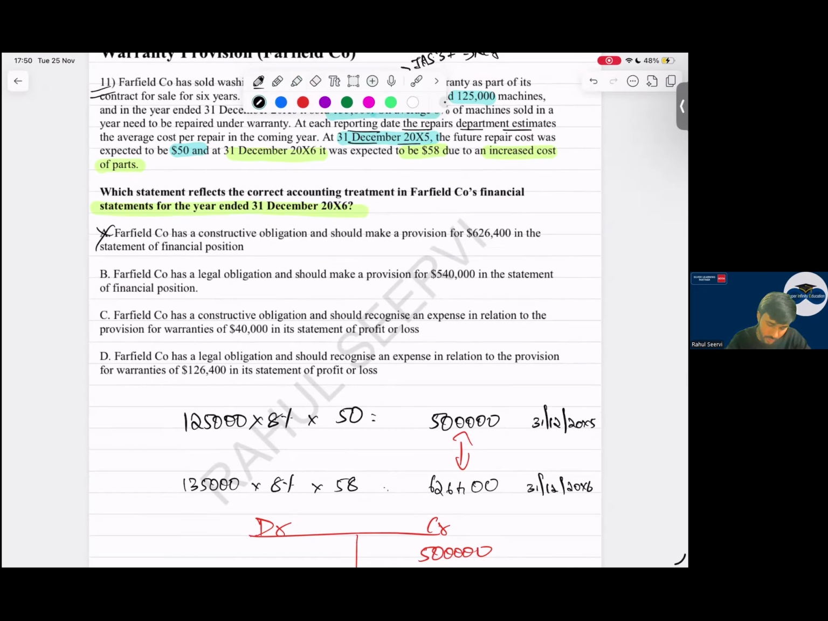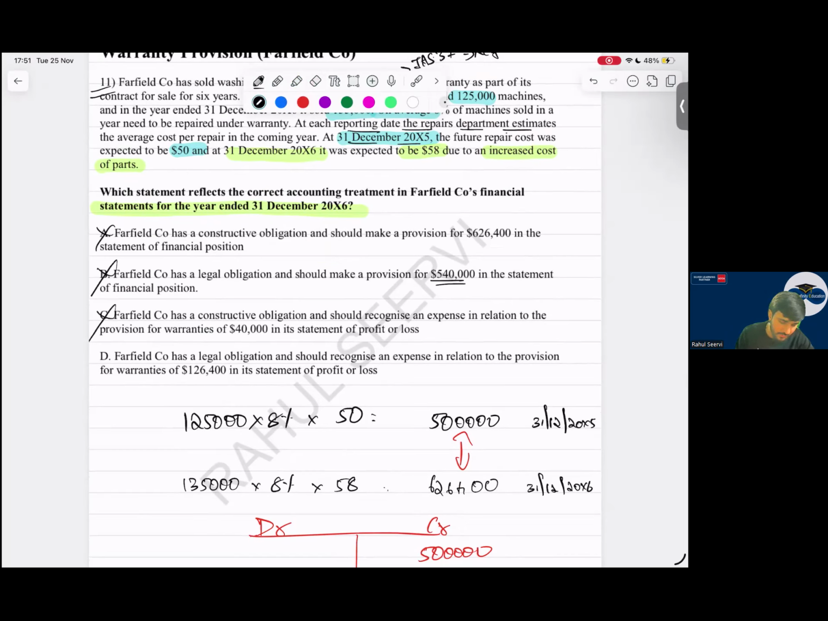F has a legal obligation. Yes, sir. F has a legal obligation. But should the provision amount be 540? It should not be 540. It's wrong, sir. Next: F has a constructive obligation and should recognize an expense in relation to this of 40,000.